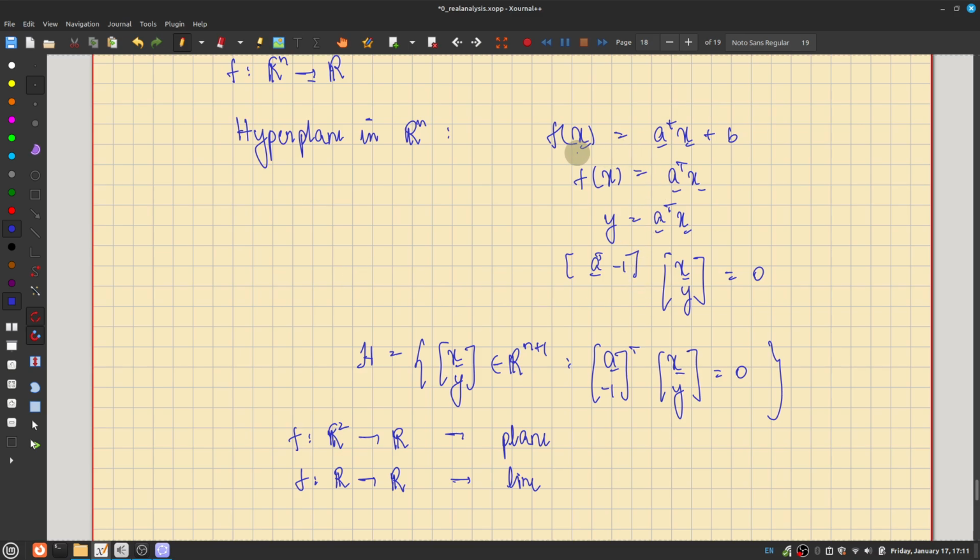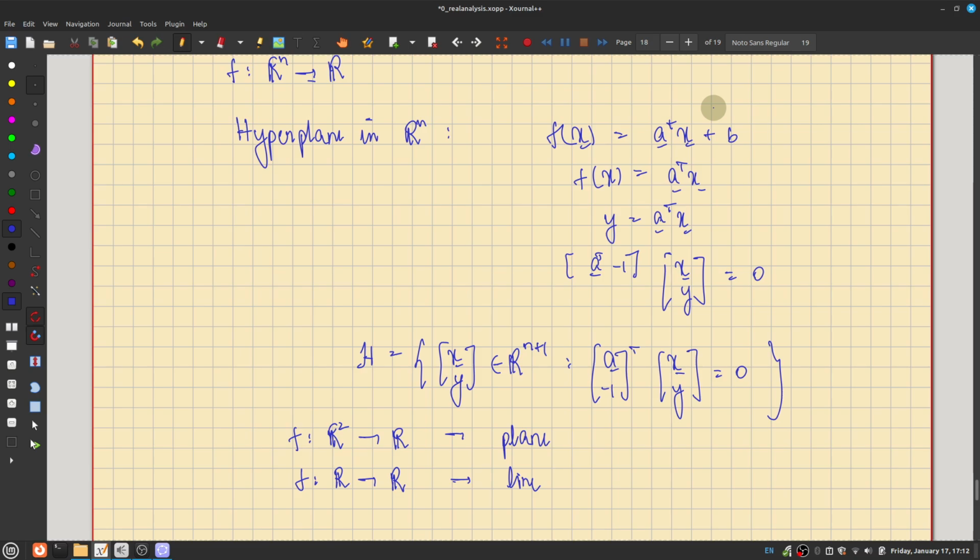And in R1, it's just y is equal to ax plus b, or y is equal to ax, which is just the equation of a straight line passing through the origin, right? If b is not equal to 0, then f from R2 to R, A transpose x plus b, would be a plane but it would not pass through the origin. It would just be a shift, right? Similarly, if you have a function from R to R, then y is equal to ax plus b just represents a straight line. If b is non-zero, it does not pass through the origin, right? So that is one thing.